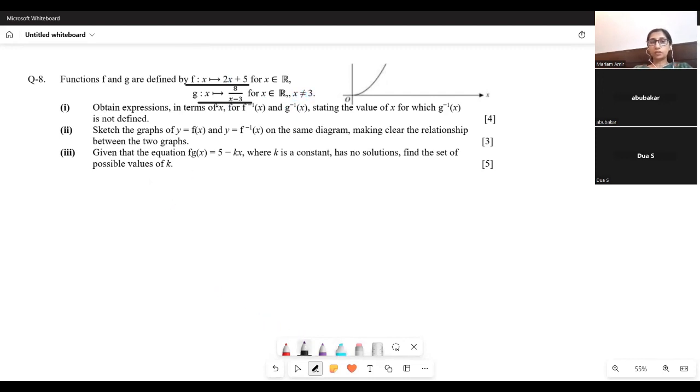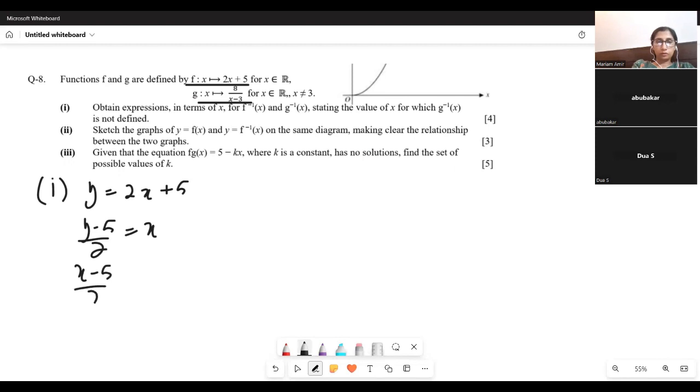Part 1. Obtain expressions in terms of x for f inverse of x and g inverse of x, stating the value of x for which g inverse of x is not defined. Okay, so let's find f inverse of x quickly. y equals 2x plus 5, so it's going to be y minus 5 over 2 equals x. So x minus 5 over 2 equals f inverse of x. That's f inverse of x.